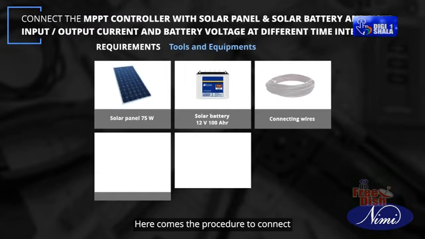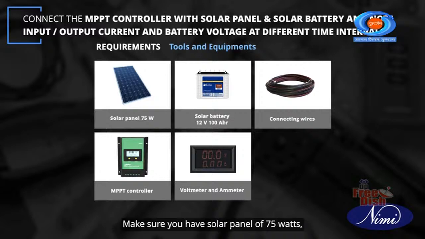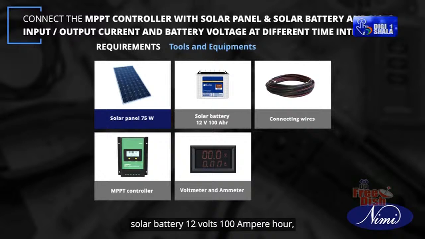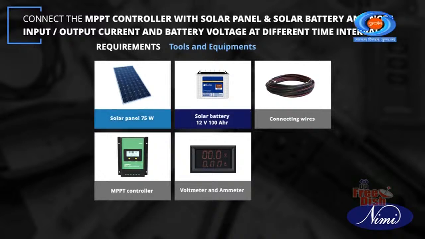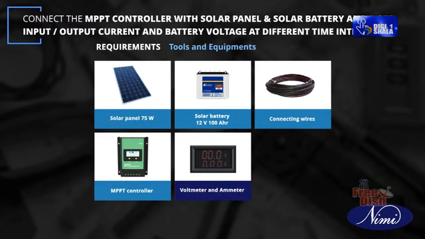Here comes the procedure to connect MPPT controller with solar panel and solar output. Make sure you have solar panel of 75 watts, solar battery 12 volts 100 ampere hour, connecting wires, MPPT controller, voltmeter and ammeter.